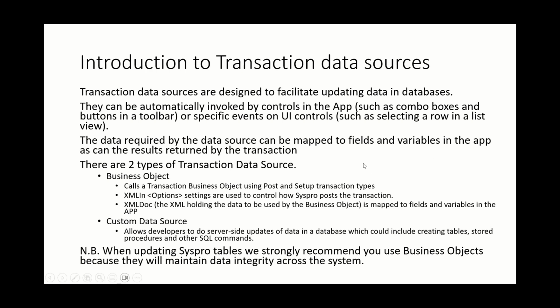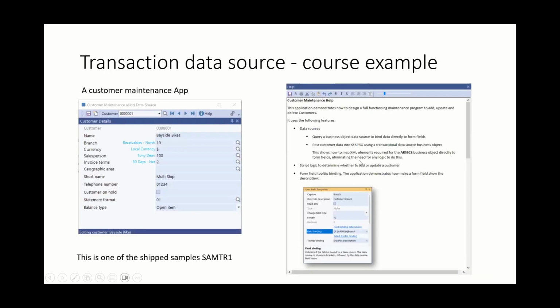So we're going to be working, like before, through a worked example. It's going to be a cut down version of a customer maintenance app. And the reason I've chosen this is it is actually one of the ship samples. It's called SAM TR1. And remember, with the samples, they're read-only, but you can copy them, rename them, and then you can hack them around and have a look at the code anyway. So we'll be working through this.